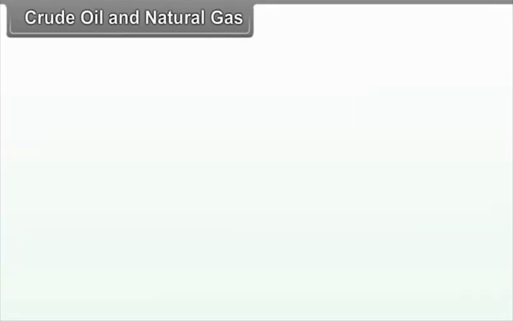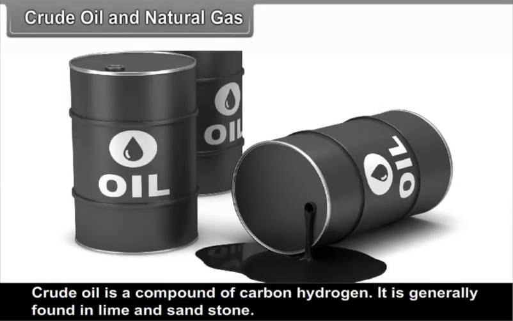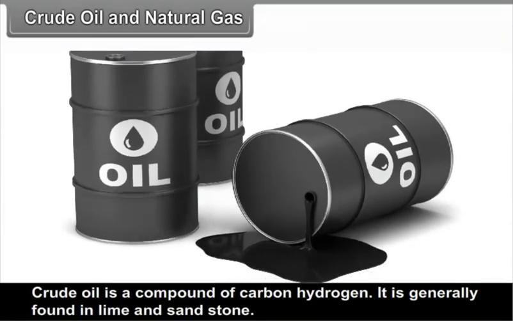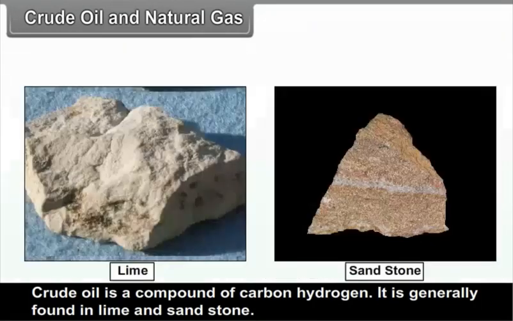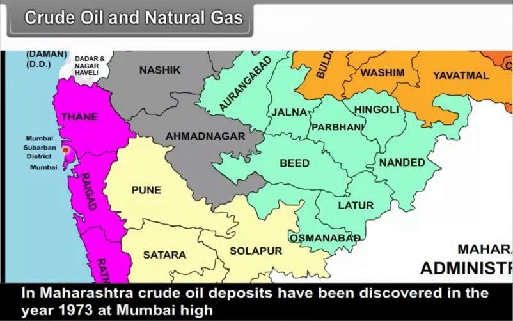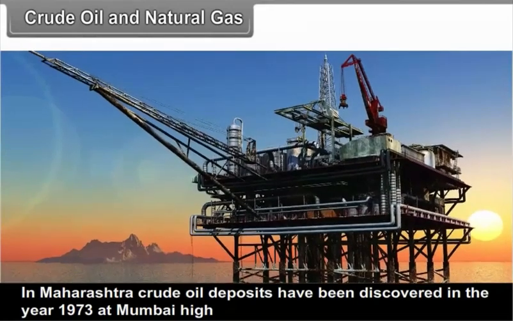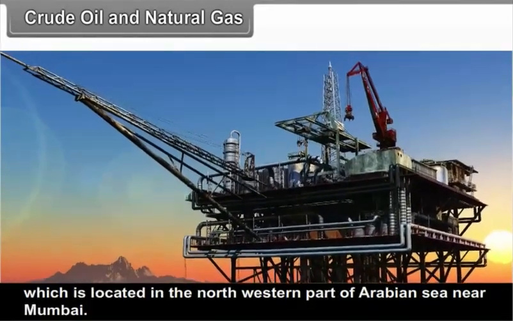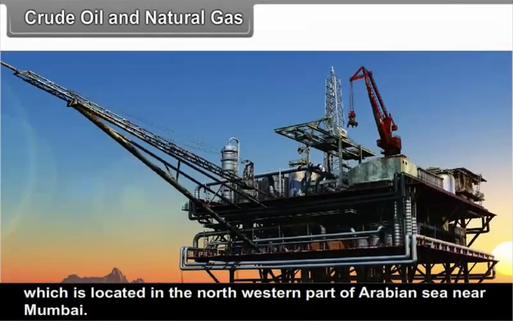Crude oil and natural gas. Crude oil is a compound of carbon and hydrogen. It is generally found in limestone and sandstone. In Maharashtra, crude oil deposits were discovered in the year 1973 at Mumbai High, which is located in the northwestern part of the Arabian Sea near Mumbai.